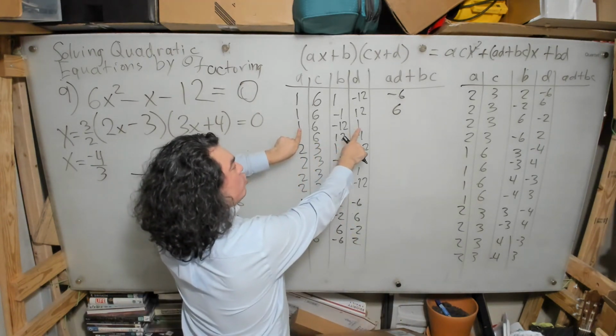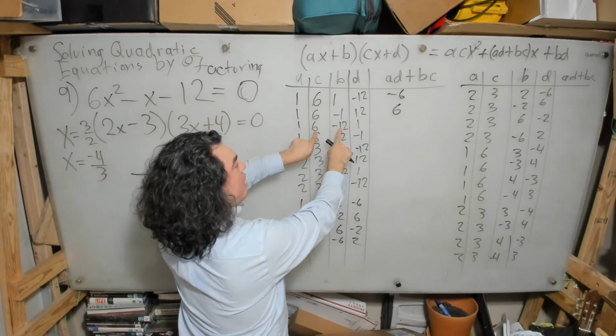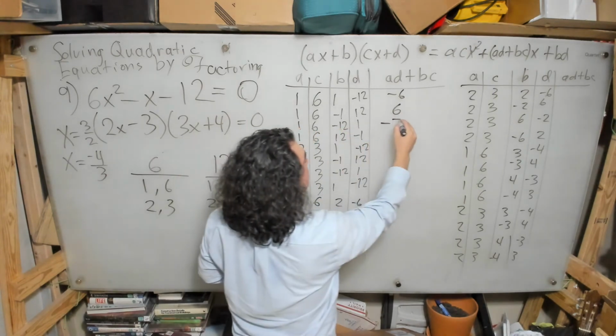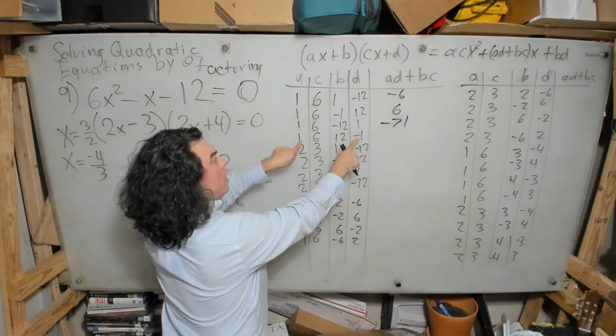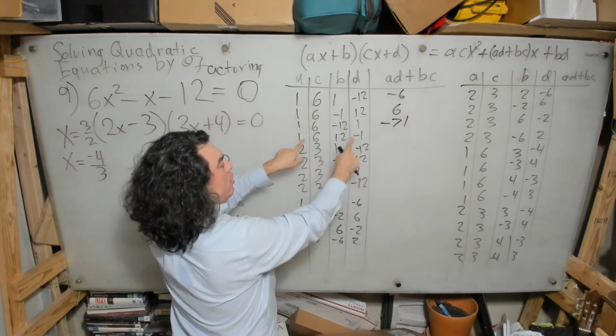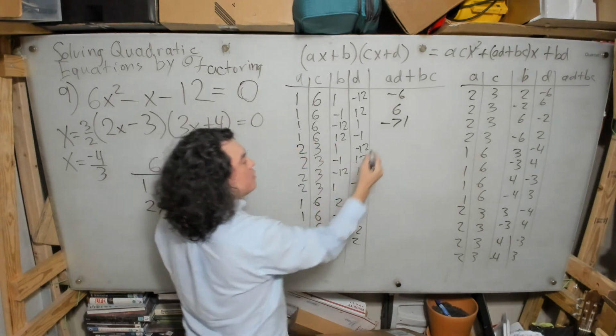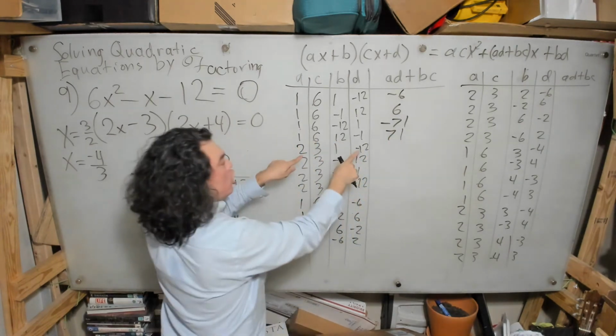A times D here is 1. B times C here is negative 72. Negative 72 plus 1 is negative 71. A times D here is negative 1. B times C is 72. Negative 1 plus 72 is positive 71, you see?